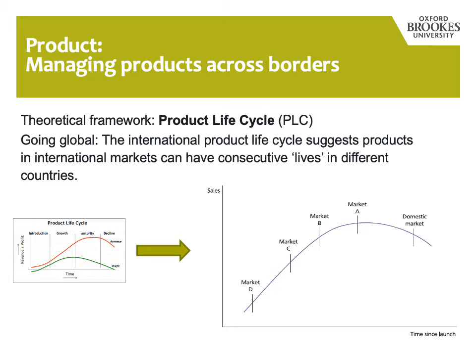The product life cycle on the graph on the left can be superimposed on sales as we consider expanding to alternate, less developed markets in the right graph. As the headquarters domestic product is in decline, we consider less developed markets, then domestic market A, then market B, then market C, and market D.